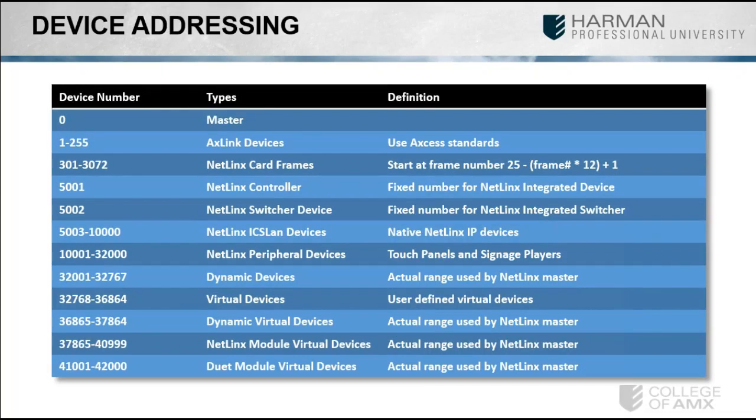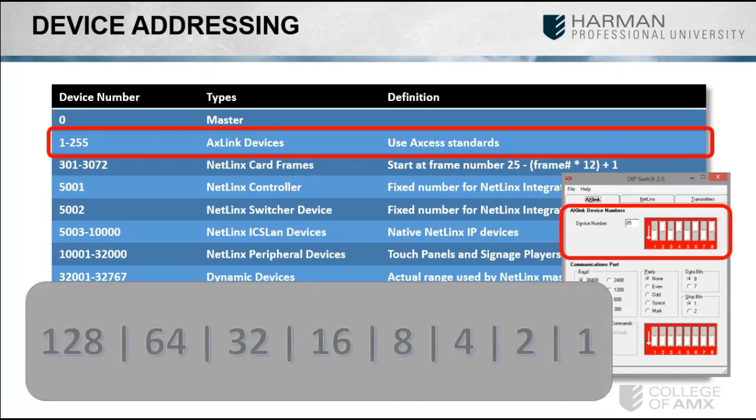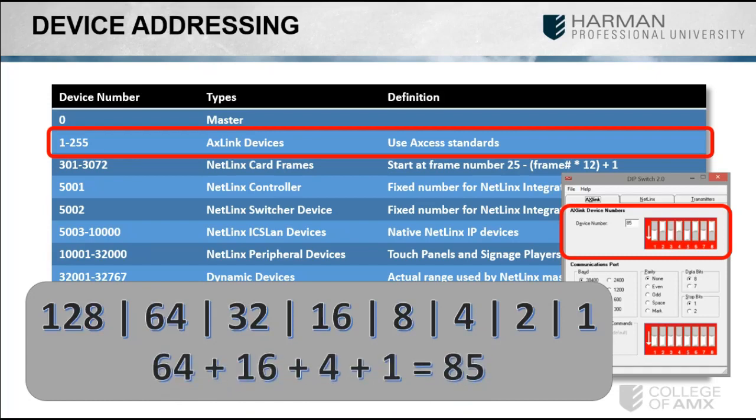Next in the list, we have a range of device numbers set aside for AxLink devices. All AxLink device numbers must be in the range of 1 through 255. This numbering range is used due to the 8-bit binary addressing used for setting the device number. As an example, all AxLink keypads ship with an address of 85.